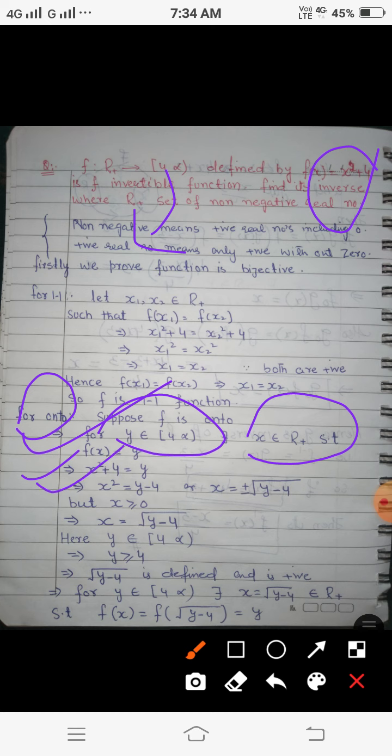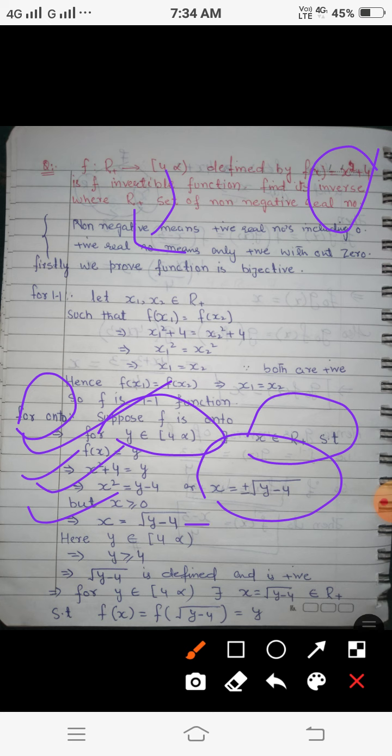Here we have to check the behavior of x, because we know y but we don't know x, which is arbitrary. This implies that x = ± root of (y − 4). But x belongs to R+, that is x is greater than or equal to 0, so we have to cancel the negative sign, that is x = root of (y − 4). You know that the real root of a positive real number is defined, whereas the root of a negative number is not defined.